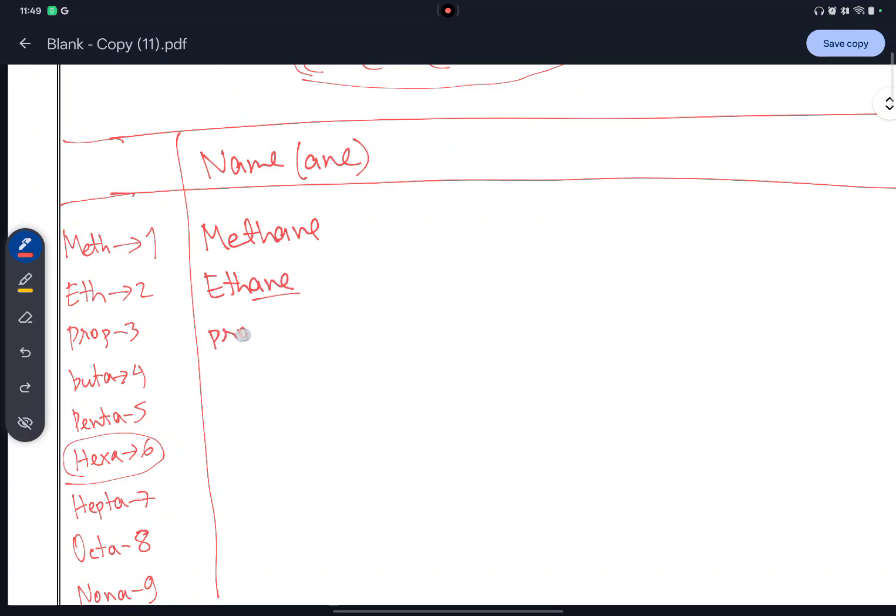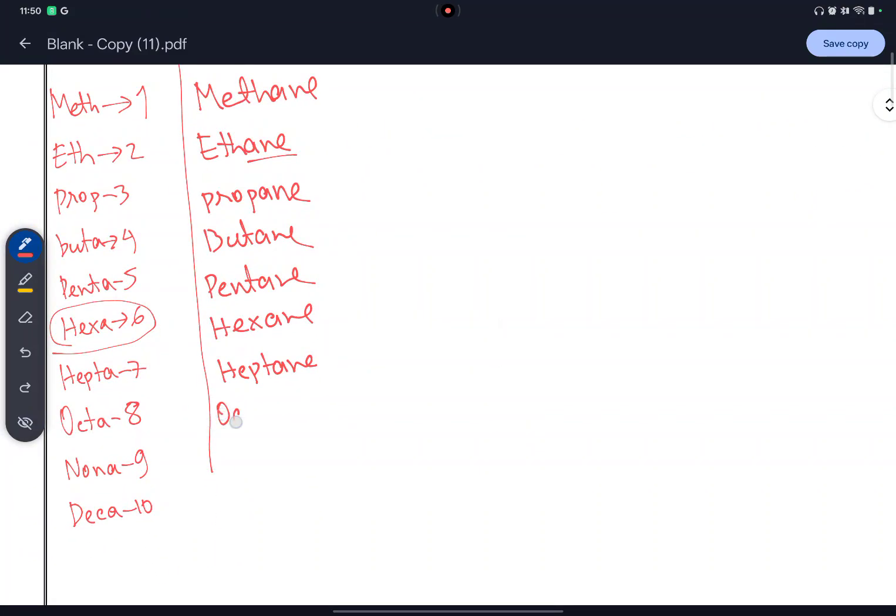This one will be propane. This one will be butane. Then pentane, hexane, heptane, octane, nonane, and finally decane.